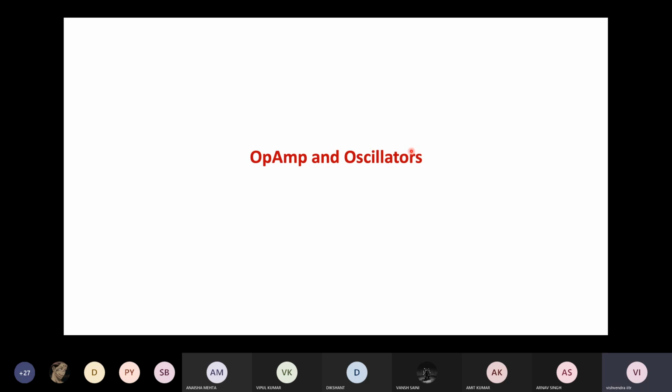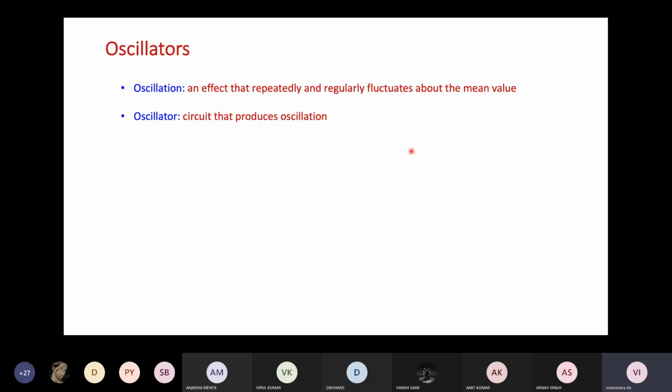Okay, let's see that. It's actually the same kind of thing here. In order to understand an oscillator, we need to see what oscillation is. It is an effect that repeatedly and regularly fluctuates about the mean value. So there is a mean value, and about it, the signal fluctuates repeatedly and regularly. So the oscillating signal is produced. And an oscillator is a circuit that produces oscillation. Oscillators are actually signal generators. So if we need an AC signal, a sinusoidal signal or triangular signal, those are produced by oscillators.